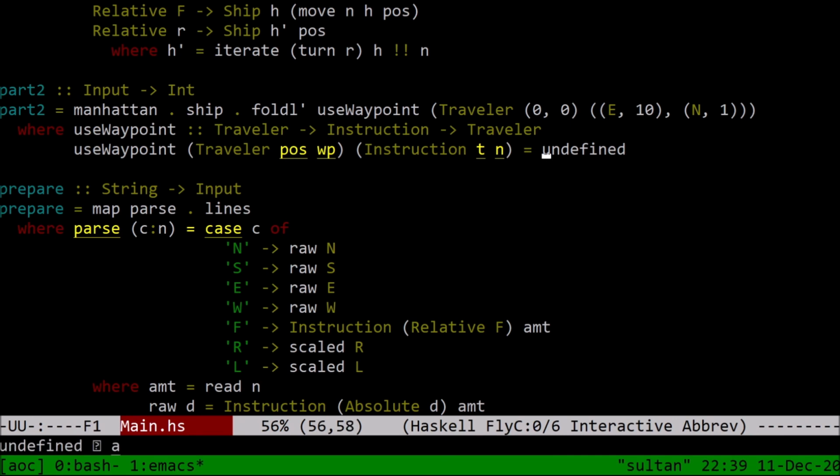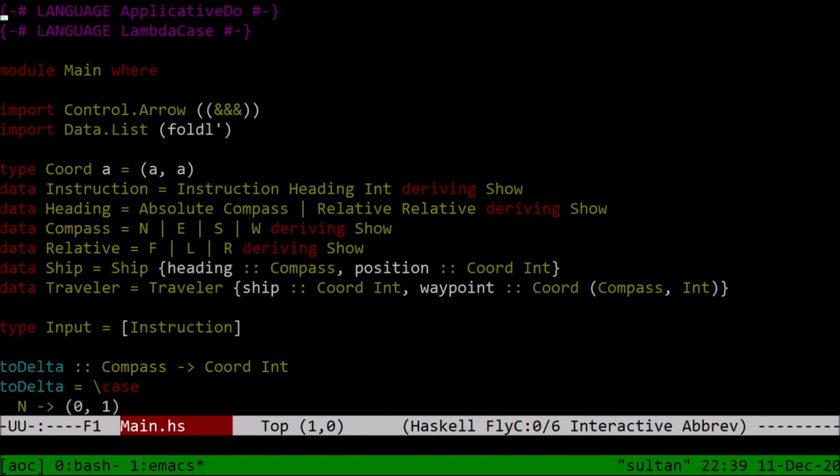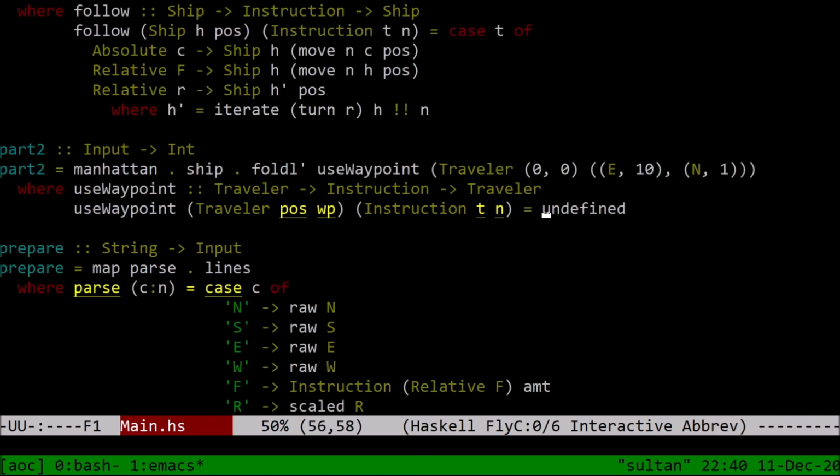So now we have to actually implement use waypoint, right? And use waypoint kind of annoying that the absolute and the relative movements have some things in common and some things that are different. It's not really the right way to have split the domain up somehow. Because in the case of part two, north, south, east, west, and left and right are all ways to move the waypoint, and forward is a way to move the ship. Whereas in part one, north, south, east, west, and forward were all ways to move the ship, and left and right were ways to move the heading. So I don't know, the splitting is weird. But I don't think there was a really clean way to split that makes sense for both of them, short of defining completely different types for the two, which sounds just unbearable.